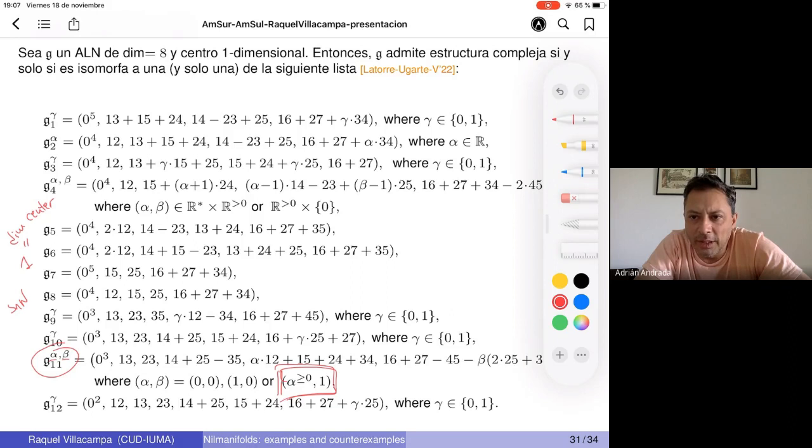So they do not admit any complex structure of the other types? No. Not non-nilpotent? No. Okay, good. Okay. Great. That's very nice to know.